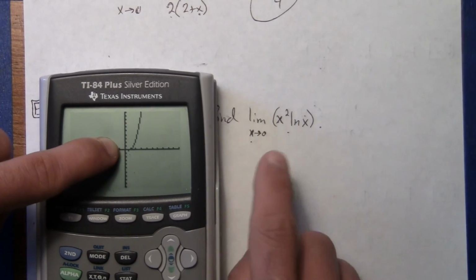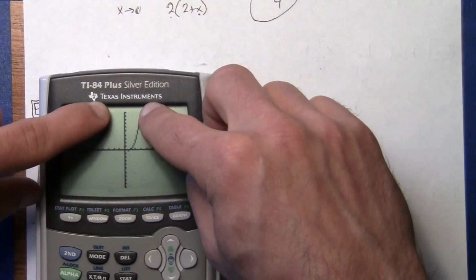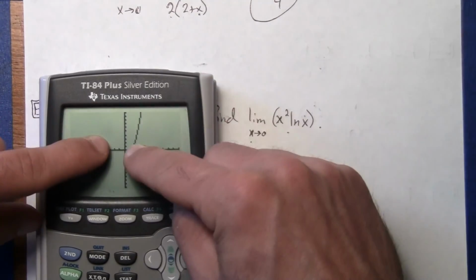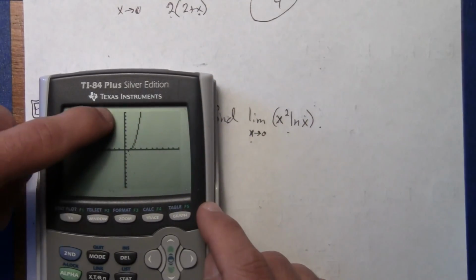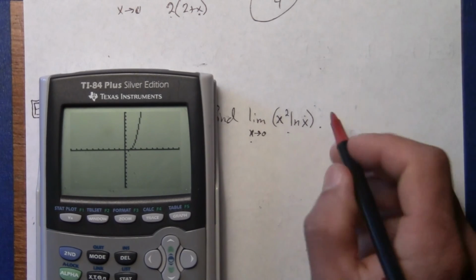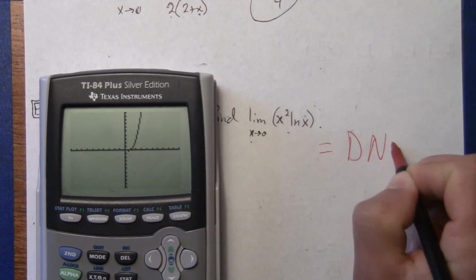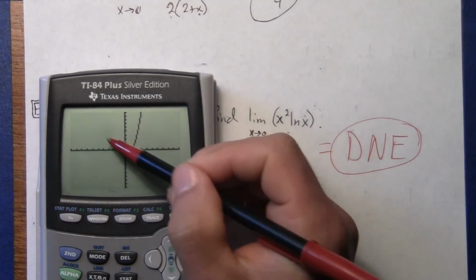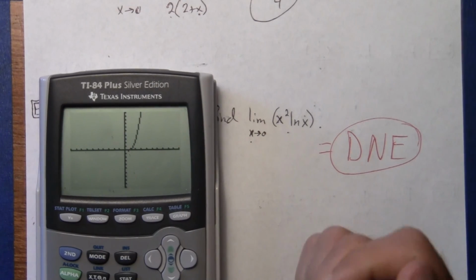Remember, by definition, in order for a limit to exist, it has to approach from the left and the right the same y value. Since it's not doing anything on the left, this simply is an answer of does not exist, because there is nothing over here on the left side.